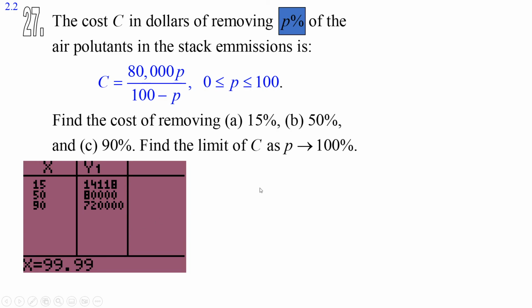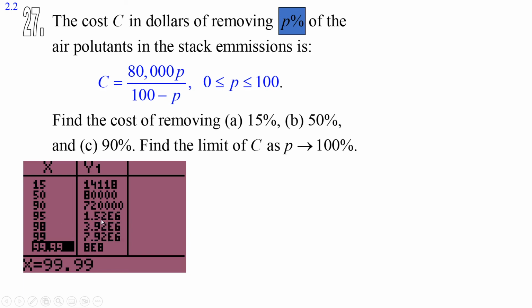I'm going to conjecture right here that I could never get 100% of the emissions out of the air from this factory situation right here. So I'm going to say as P approaches 100%, my cost is going to approach infinity. Watch, I just picked some numbers. I probably did like 95, 98, 99, and then even closer. Yeah, that's exactly what I did. 95, 98, 99, 99.99.